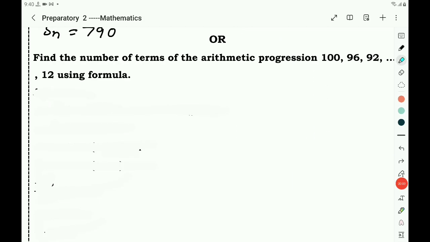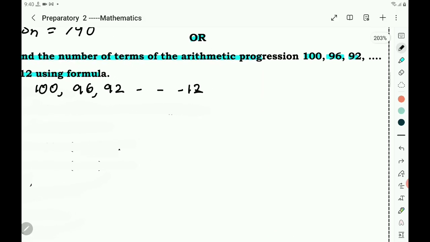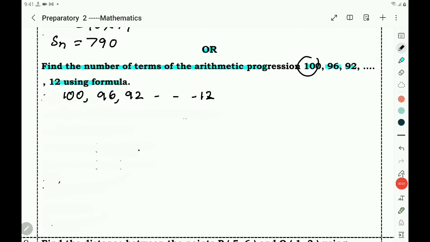Then you take the OR question of that question. Find the number of terms of the arithmetic progression 100, 96, 92, so on to 12 using formula. Here you write the arithmetic progression 100, 96, 92, so on. The last one is 12. Here 12 is not the number of terms, that is the last term. 12 is the last term, that is the an.